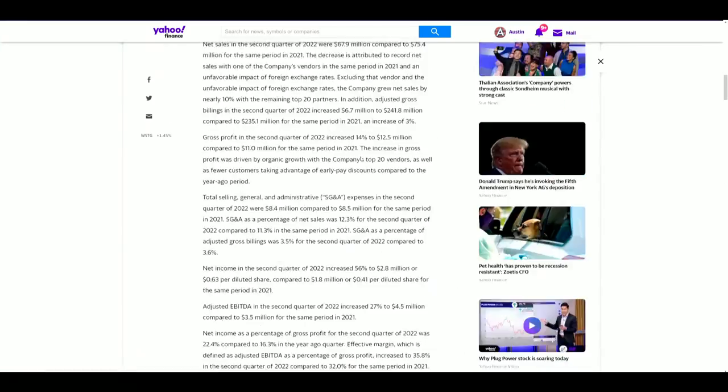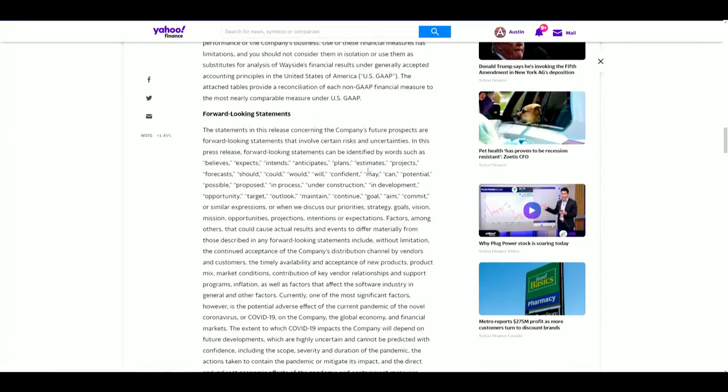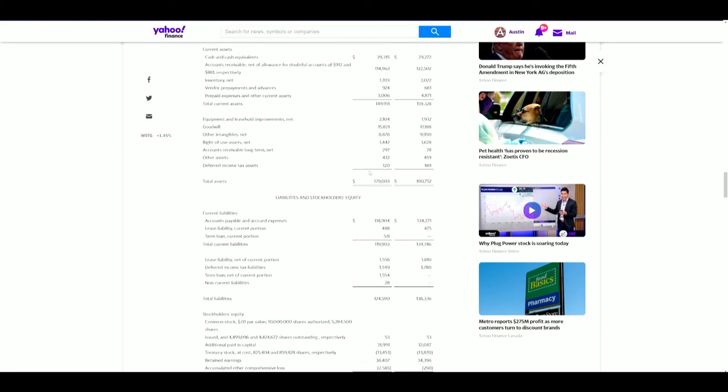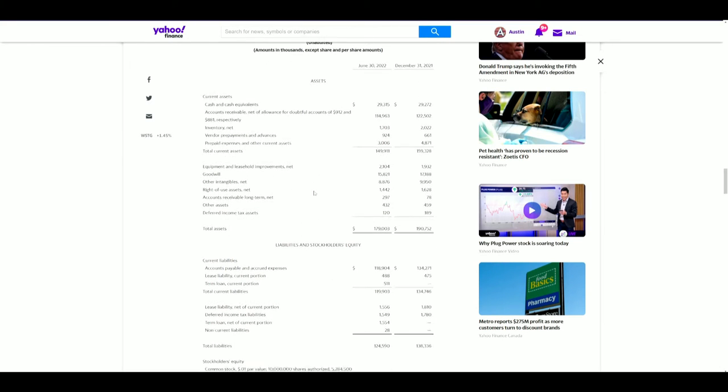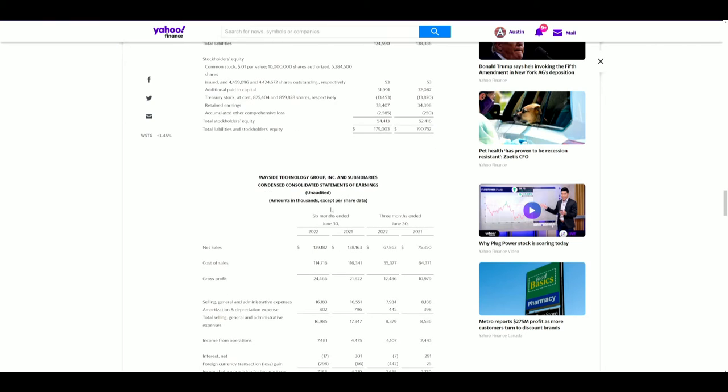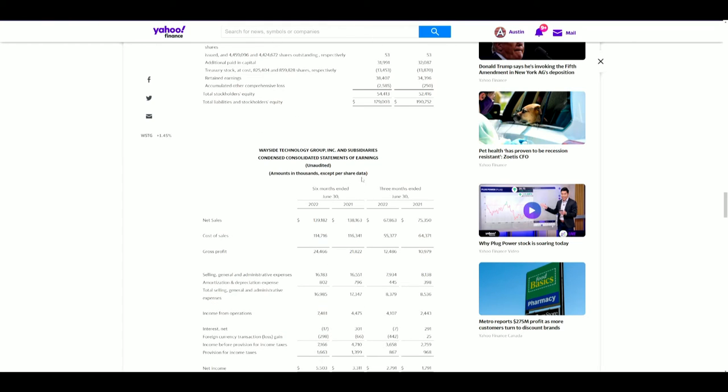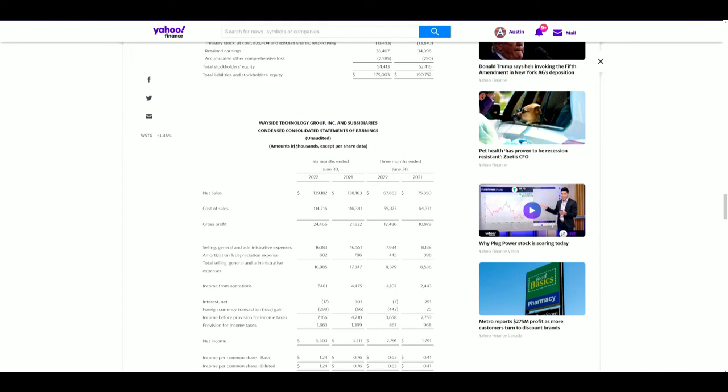Let's just scroll down to the income statement. I don't want to take too much time on this. Nope, that's the balance sheet. A statement of earnings. That's an interesting way of putting it. This is basically the income statement right here. So net sales, 2021. Okay, so I can see they decreased in revenue by almost 8 million.